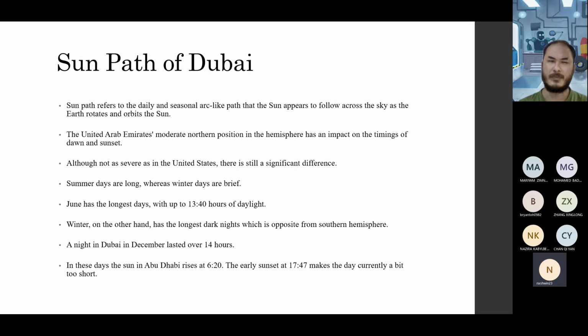Okay, so for the sun part of Dubai, the sun path refers to the daily and seasonal arc-like path that the sun appears to follow across the sky as the Earth rotates and orbits the sun. The United Arab Emirates' moderate northern position in the hemisphere has an impact on the timings of dawn and sunset. Although not as severe as in the US, there is still a significant difference.